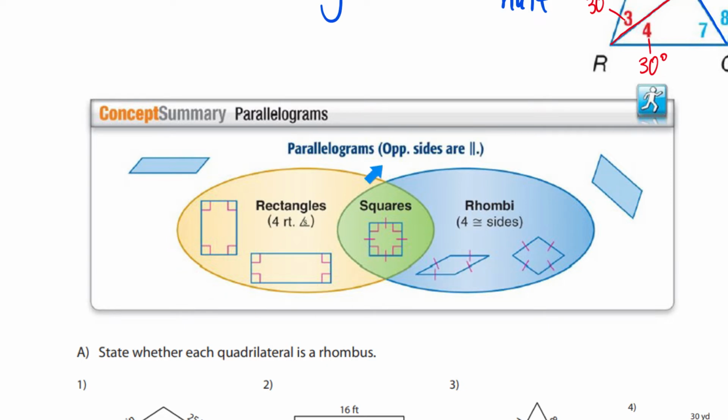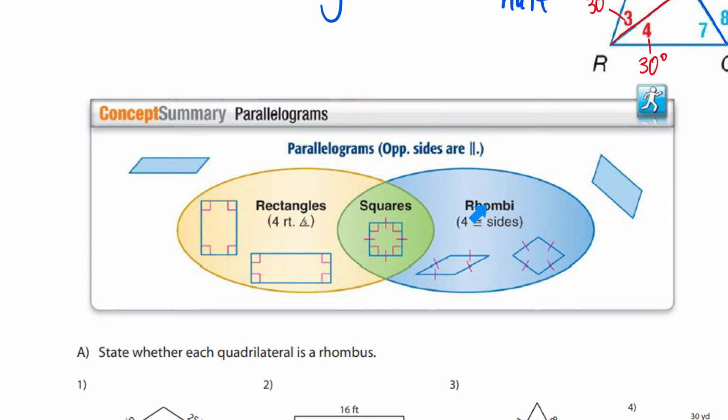This side, this side, this side, and this side are the same. Now what happens where a rectangle and a rhombus overlap? What do you get? Square. You get a square, okay? So a square actually is a rectangle. Okay, a square is a rectangle because a rectangle just means it's got 4 right angles, and a square definitely has that. So a square is a type of a rectangle.